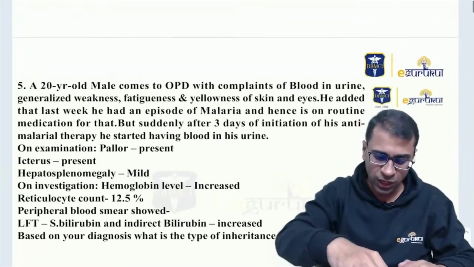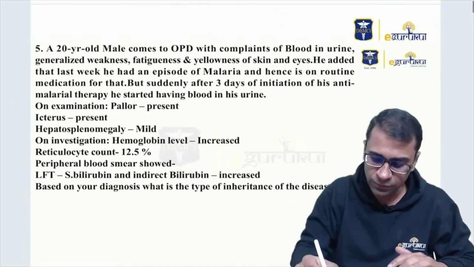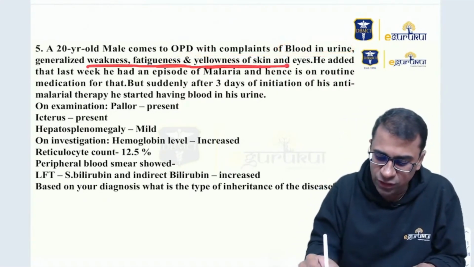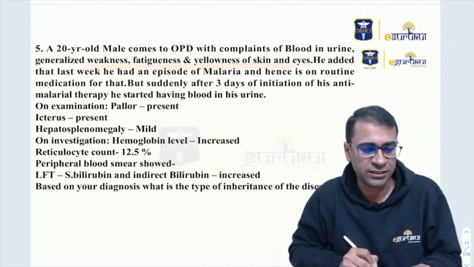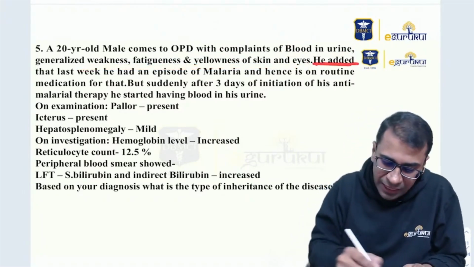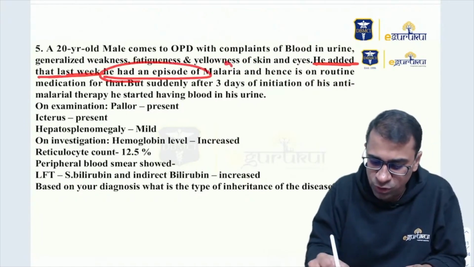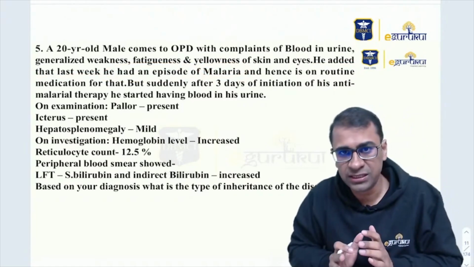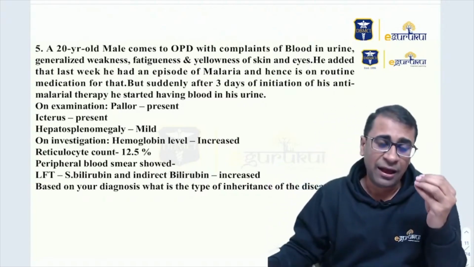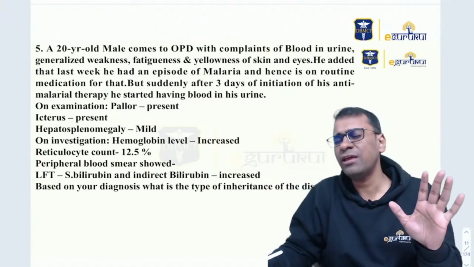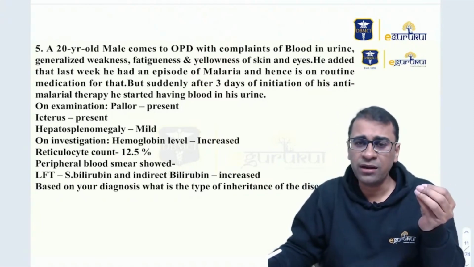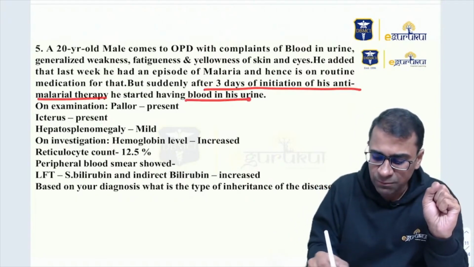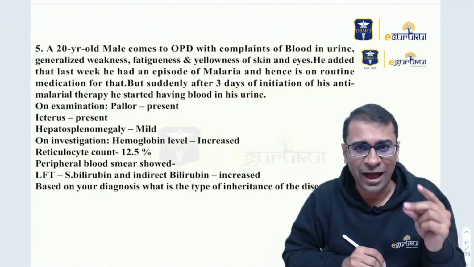Chalo, next question. A 20-year-old male comes to the OPD with complaints of blood in urine. He has generalized weakness, fatigue, and yellowish color of skin. That means he has anemia and jaundice. He added that last week he had an episode of malaria and was given treatment for it. For malaria you give chloroquine, primaquine, sulfadoxine, all of those. And after 3 days of anti-malarial therapy, he has blood in urine. मतलब, what is happening? I hope you got it correct.